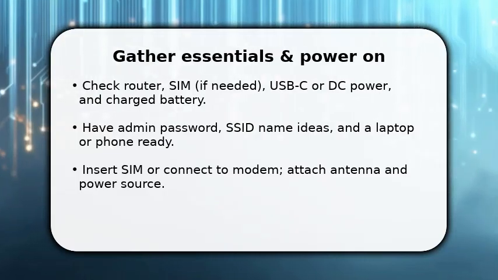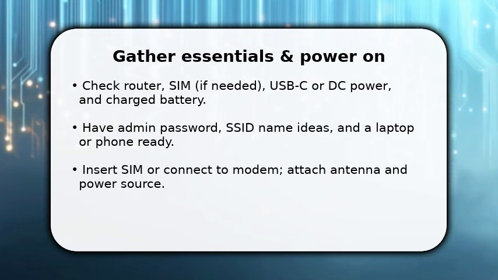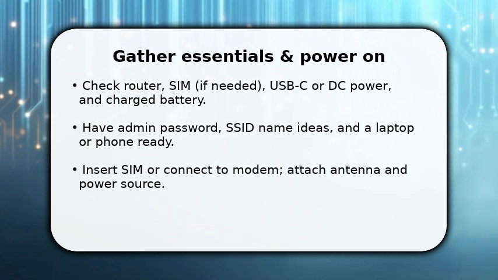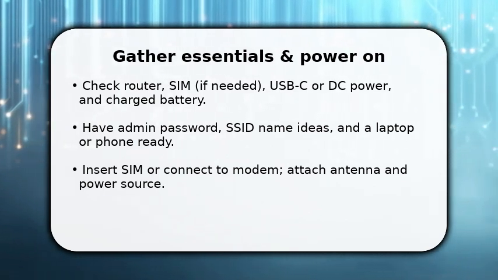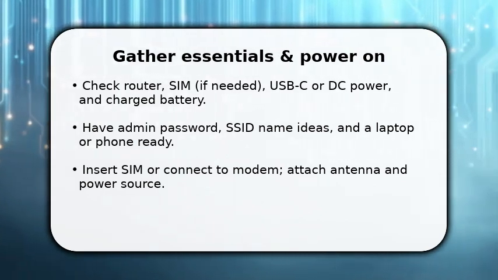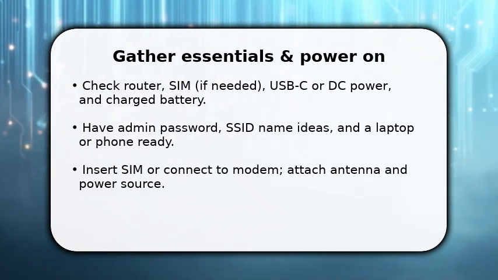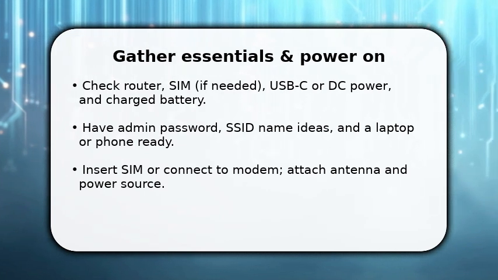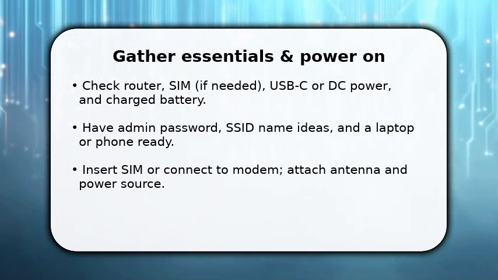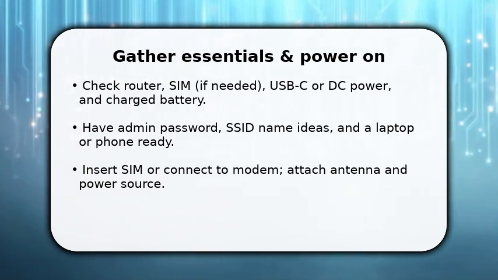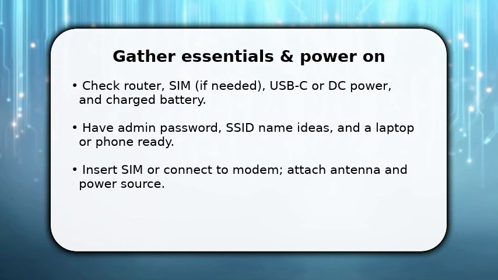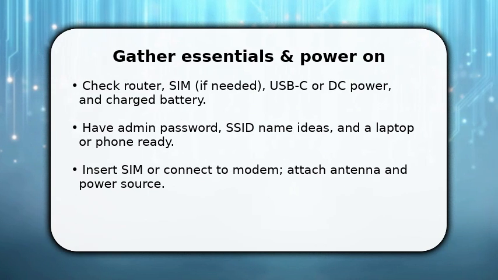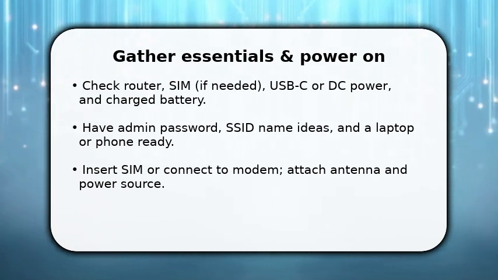Start now. Confirm you have the portable router, SIM card if required, a charged battery, and a power cable. Insert the SIM or link the WAN modem, then plug in power and press the power button. Once the LEDs stabilize, connect your laptop or phone to the default Wi-Fi name printed on the device or use the provided Ethernet cable for a direct link. You're initiating the device so you can access its web admin page. This is how you take control of network settings.